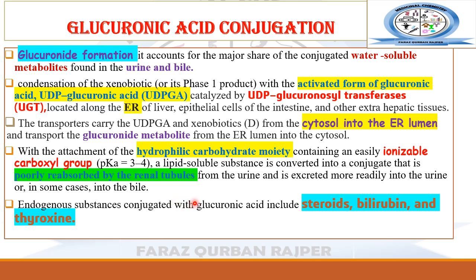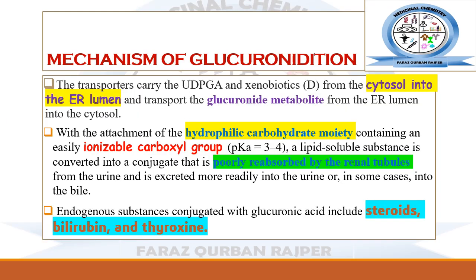Examples of endogenous substances which can conjugate with the glucuronic acid include the steroids, bilirubin and thyroxine.